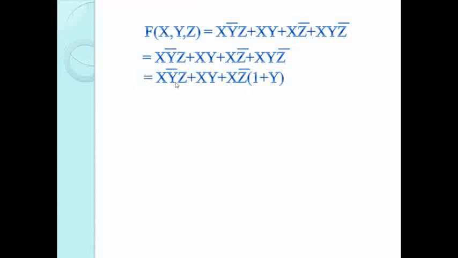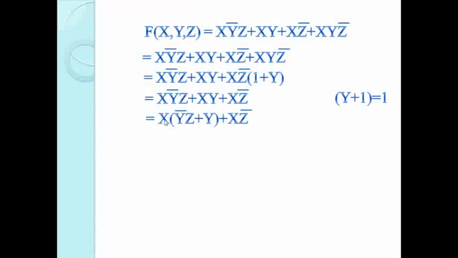Now take x common from the first two terms: xy bar z plus xy plus xz bar plus xyz bar, which gives x common with (1 plus y). And 1 plus y is 1. So xy bar z plus xy plus xz bar, because y plus 1 is 1.